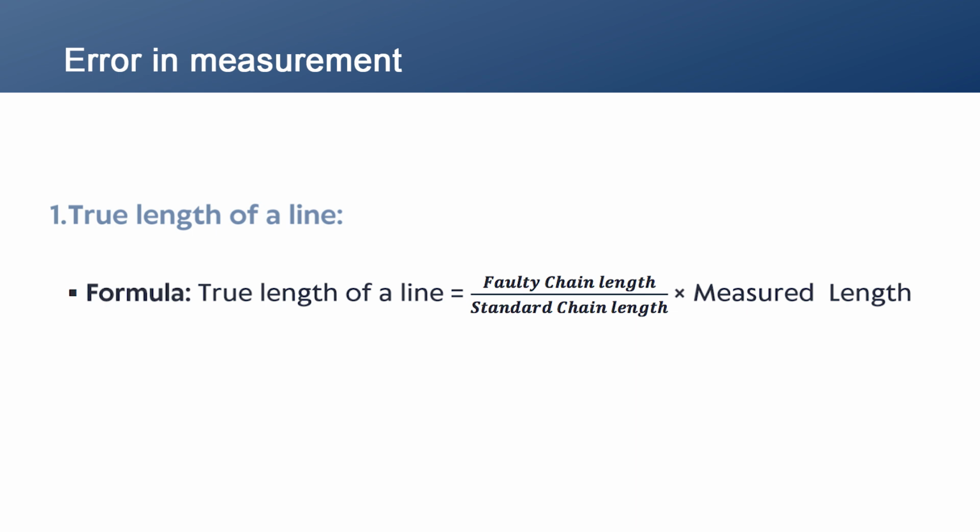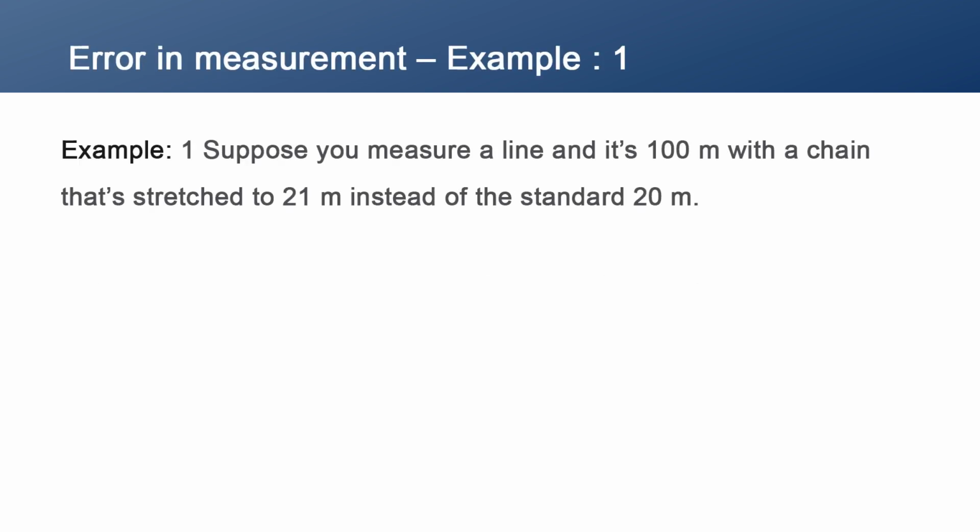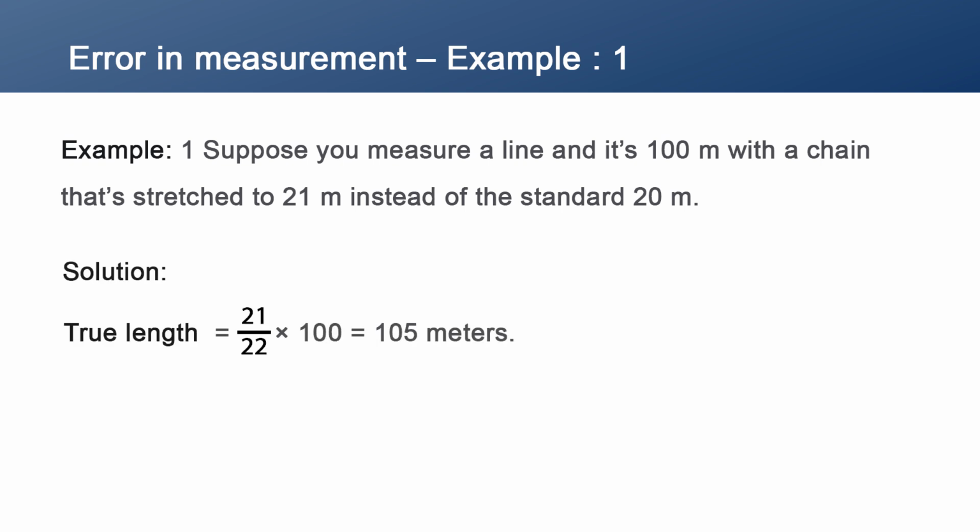First comes the true length of a line. The formula for this is faulty chain length divided by standard chain length, multiplied by measured length. The example here is, suppose you measure a line and it is 100 meter with a chain that is stretched to 21 meter instead of standard 20 meter. The true length will be 21 by 20 into 100, which is equal to 105 meter.